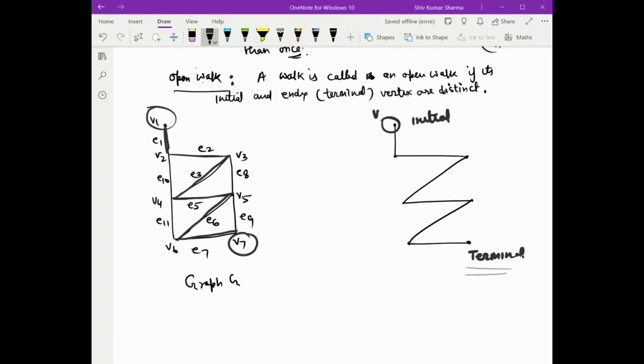You mention all the edges as we use here. This is E1, E2, and here this is V3. This is vertex V2, and here E3, and this is E5. This is V4, V5, E6, V6, and E7. Because we make the alternating sequence, we write it in sequence form.